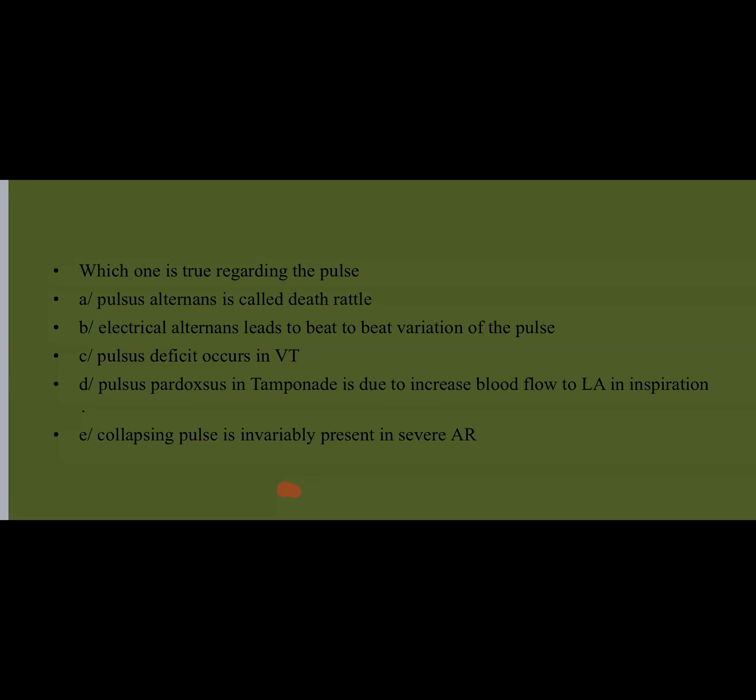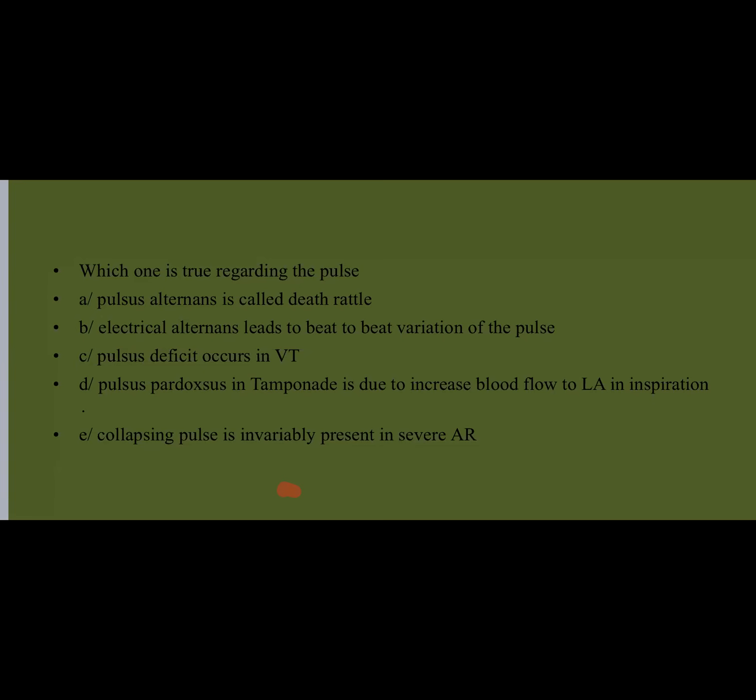Okay. We said some people have chosen B, right? Look at B. Electrical alternans leads to beat-to-beat variation of the pulse. You think this is right? No, this is not electrical alternans. Exactly. So B and E are out. The wrong ones are out, and the right one is A.